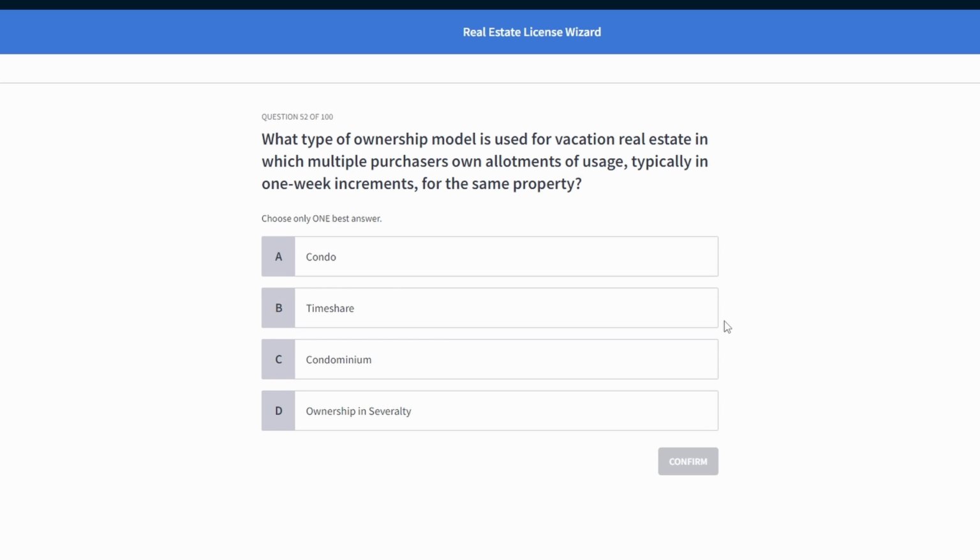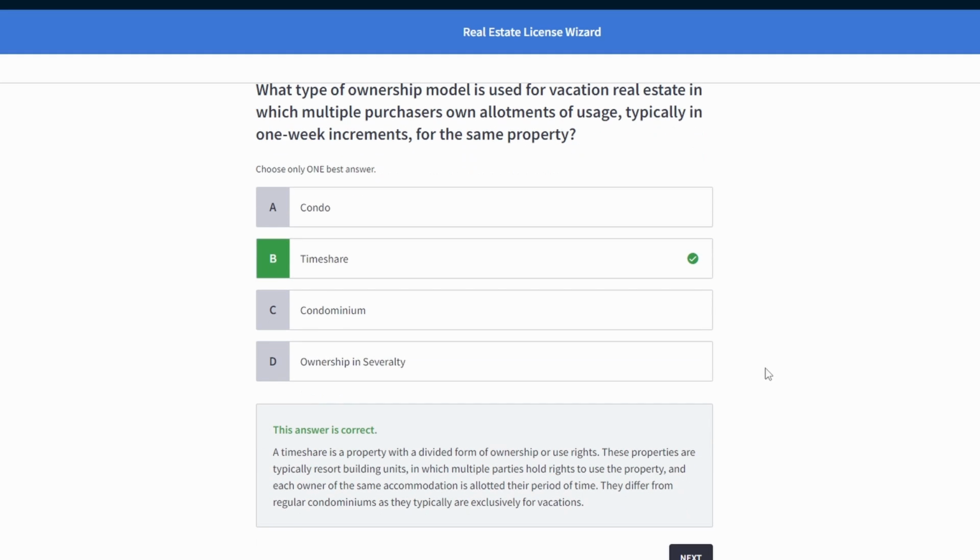Alrighty, so for this one, our answer is B. That's right, timeshare. So a timeshare is a property divided form of ownership use of rights, where these properties are typically resort building units. But the big thing is it's allotted per time. They differ from regular condominiums as they typically are exclusively for vacations and things like that.